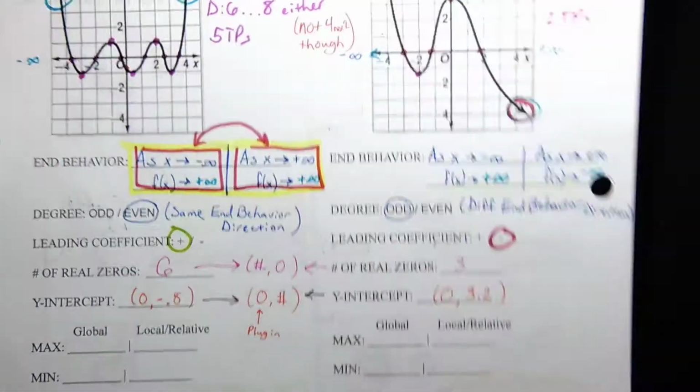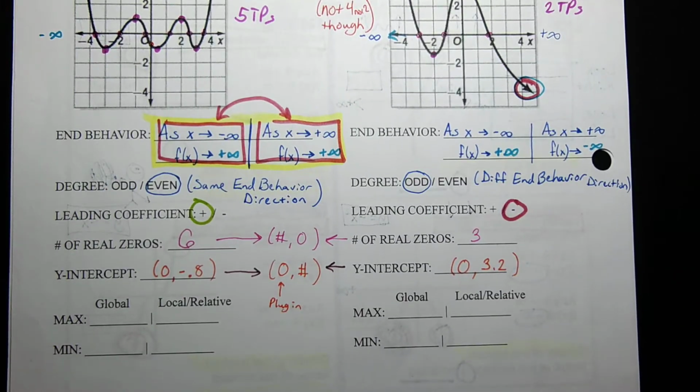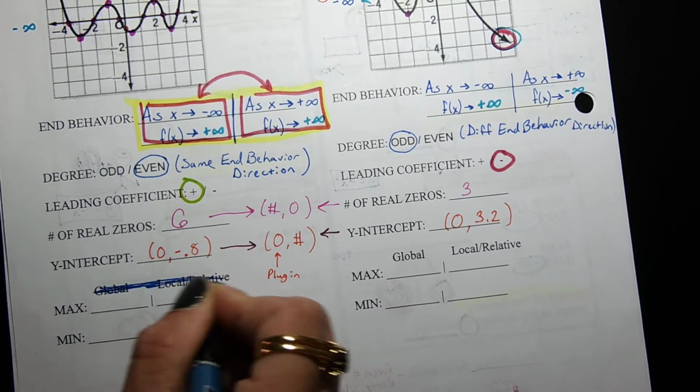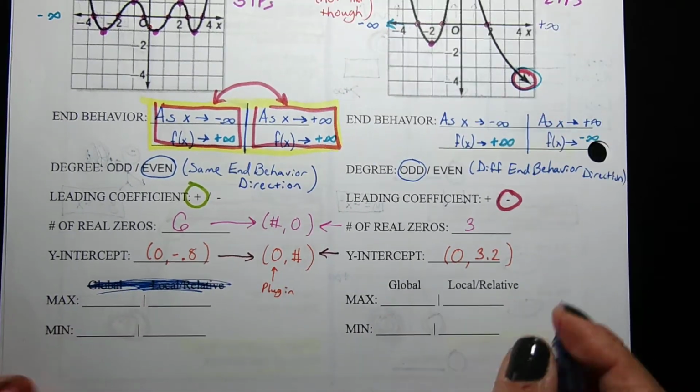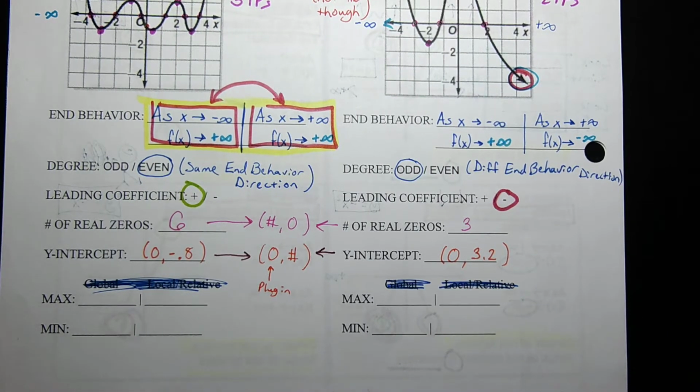Alrighty, folks. So let's go ahead and describe these turning points. Now, it says global and local and relative. Go ahead and just cross those off. I find it helpful to instead just label what each one is. So we're going to start with just maximums.